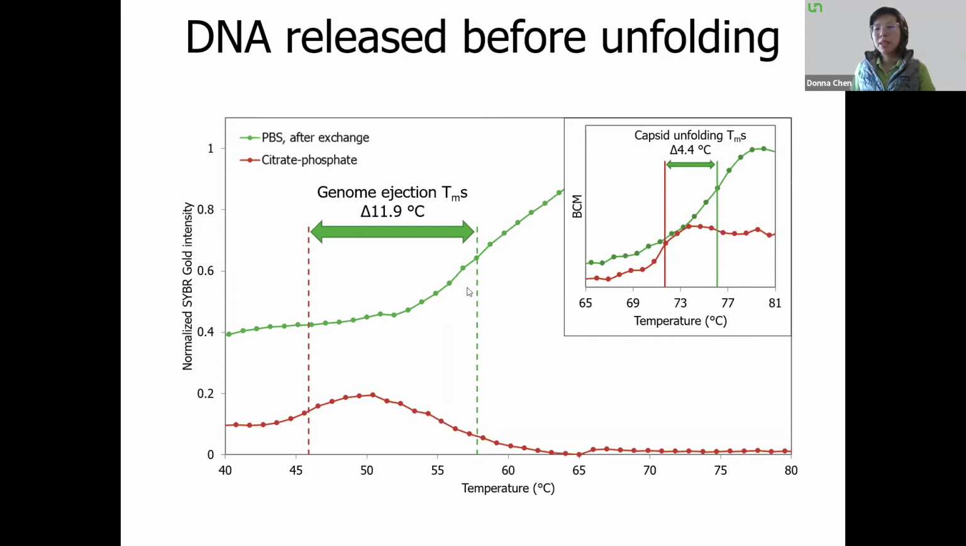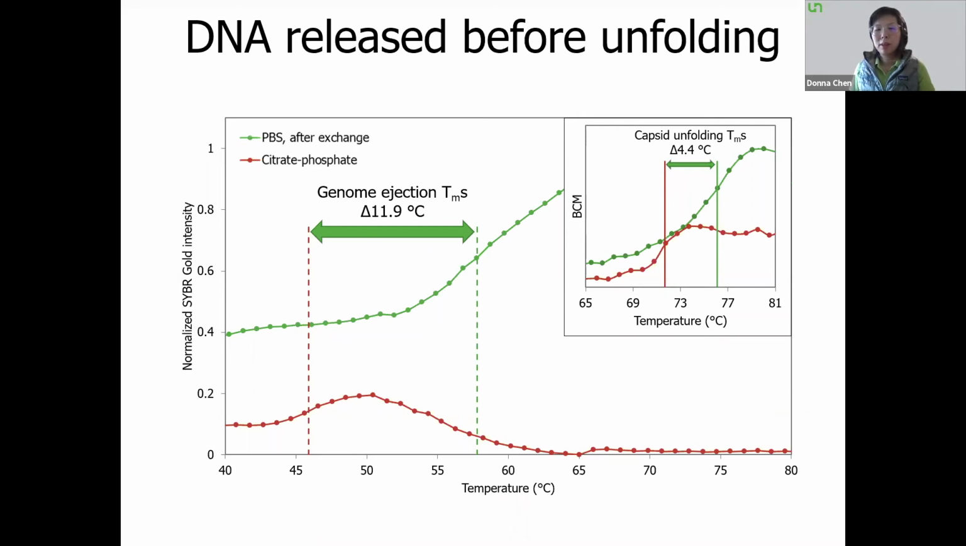So comparing these two data together, we can see that the buffer actually has a greater impact on the genome release overall, because it has a greater difference in the temperature. Another interesting thing is that by comparing the data together in parallel, we can see the genome is released much earlier than the AAV is unfolded.